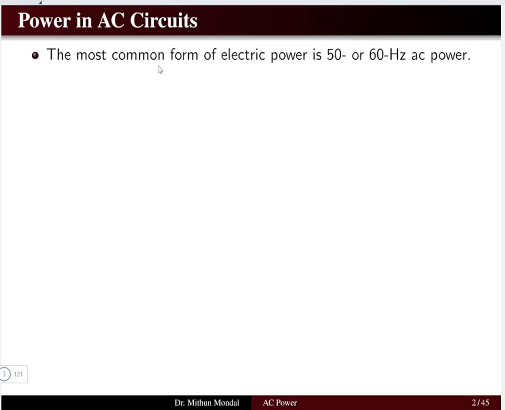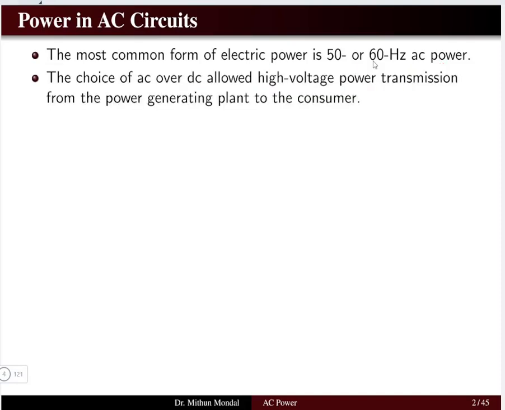The most common form of electric power is basically the 50 hertz or 60 hertz AC power. In India, we have 50 hertz AC power. In the US, we have 60 hertz AC power. The power which is transmitted, distributed, or utilized, all of it is in the form of AC, that is alternating current, and the frequency lies at 50 hertz or 60 hertz. So that is the most common form of power.